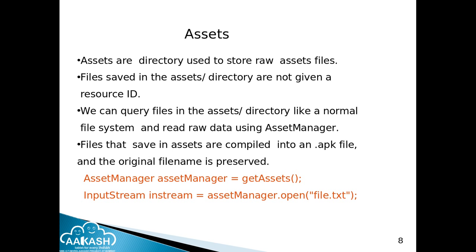Here is the function code used to implement the asset manager for using the assets. An AssetManager object is created which calls the getAssets function. Then using this object we can open the file by calling the open function and store it into an input stream for reading the data byte by byte.